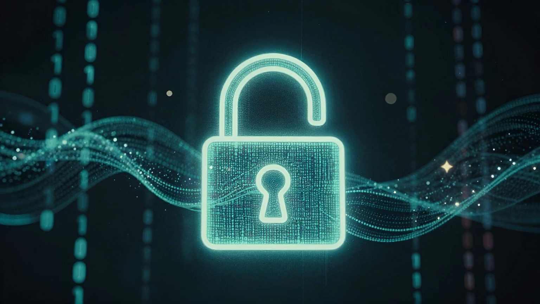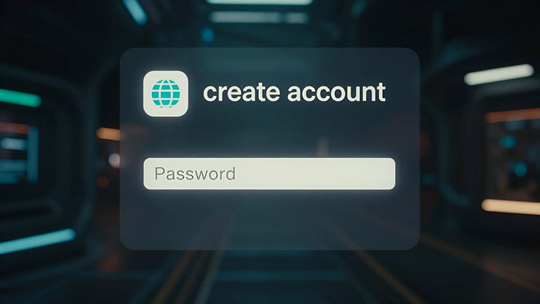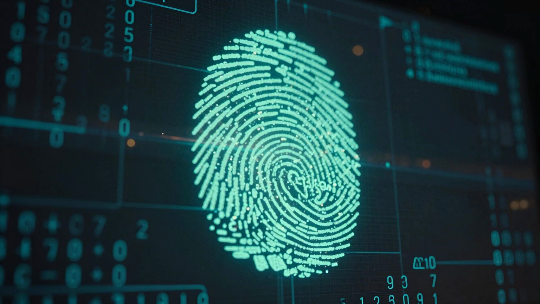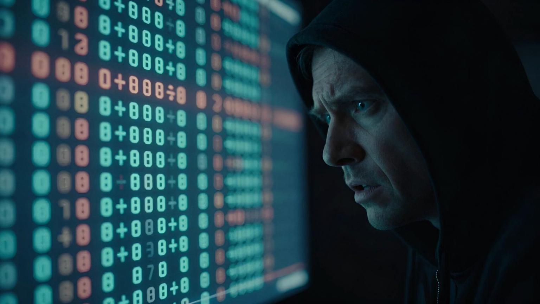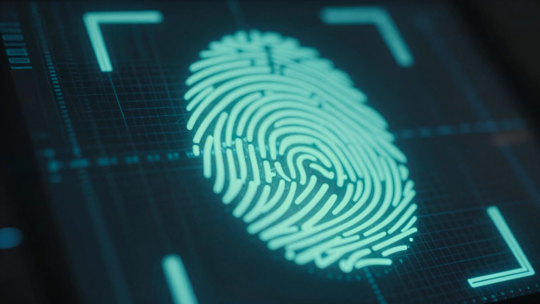Hashing is commonly used for storing passwords. When you create an account, the website doesn't save your actual password. It saves a mathematical fingerprint of it called a hash. When you log in, your password is hashed again and compared. If attackers break in, they only see scrambled hashes, not the real passwords, kind of like seeing a fingerprint instead of the person.